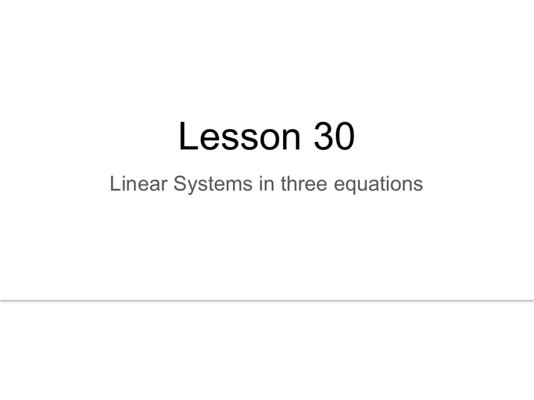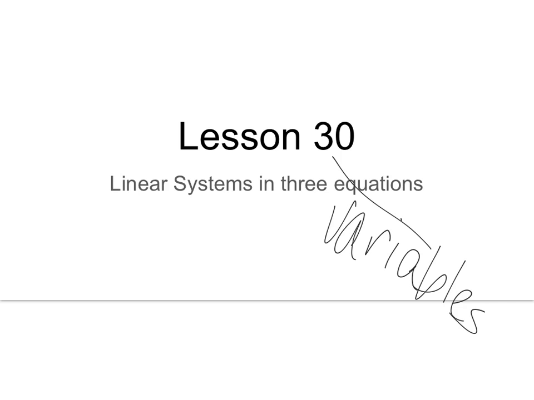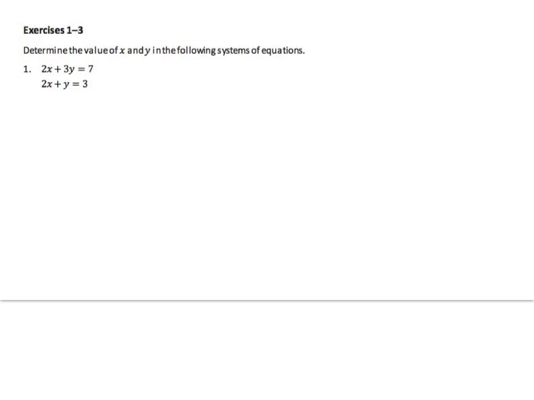Okay, lesson 30, linear systems in 3. It actually should be 3 variables. I mean, we're going to have 3 equations sometimes, but we will always have 3 variables. See, here we only have 2. So determine the value of x and y in the following systems of equations.